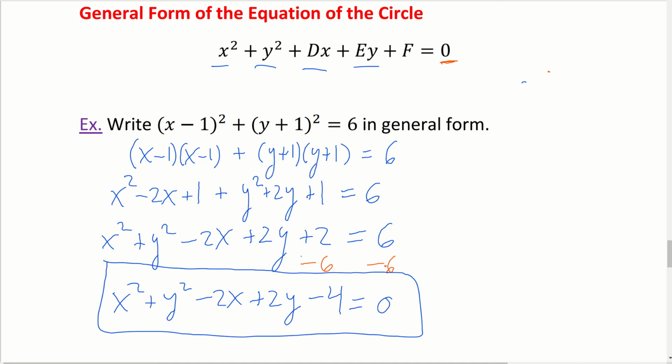Oftentimes, especially if you are working with equations, this is sometimes how you'll be presented with the equation of a circle in general form, but it's not quite as instructive as the standard form is. A lot of times the standard form is ultimately what we want for a lot of these things, because at least in the standard form you can actually visually look at it and see what the center and the radius is. When the equation is in general form, we're not able to visually glean that same information, but nonetheless this is what that form would look like.